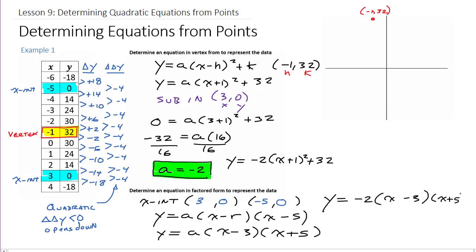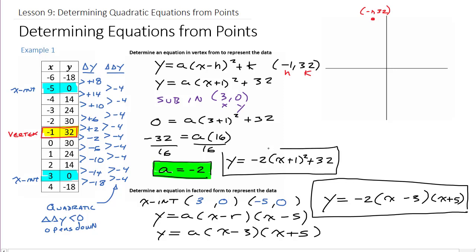Same thing if you're ever doing a test or something. You don't have to redo work. If you know that a is the same in both, that tells me great, you already know it. Good. All right, so there we go. We've got vertex form and factored form. So this is the big thing.